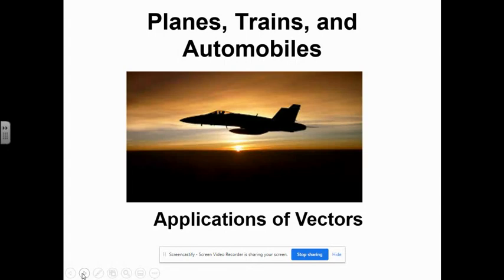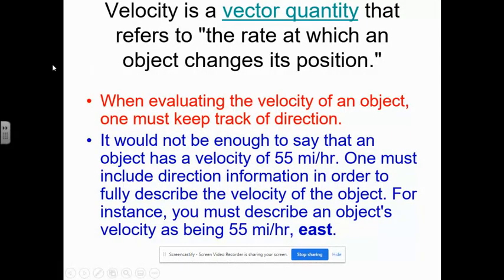The reason it's called planes, trains, and automobiles is because those all have speed in a certain direction, which is the main definition of vector. Velocity is a vector quantity that refers to the rate at which an object changes its position. If you go back to our vector notes from Tuesday, we talk about velocity at the beginning of the notes. When evaluating the velocity of an object, you must keep track of direction. Velocity has two elements: speed and direction.